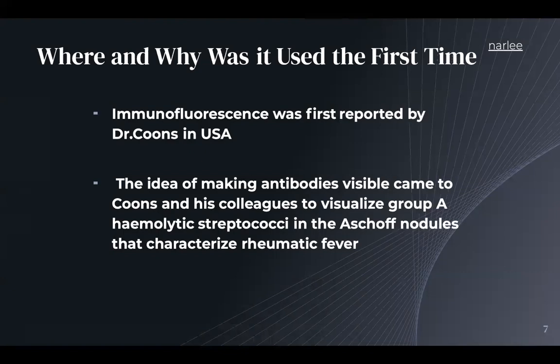All right, so where and why was it used the first time? Like Natalia said, immunofluorescence was first reported by Dr. Kuhns in the USA. The idea of making antibodies visible came to Kuhns and his colleagues to visualize group A hemolytic streptococci and the Aschoff nodules that characterize rheumatic fever.